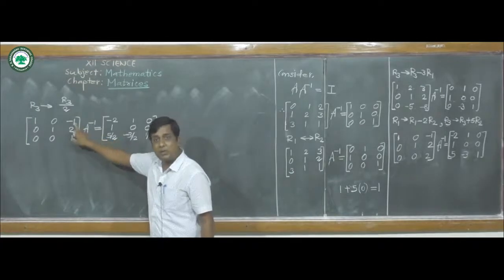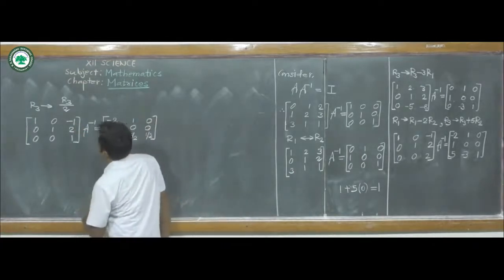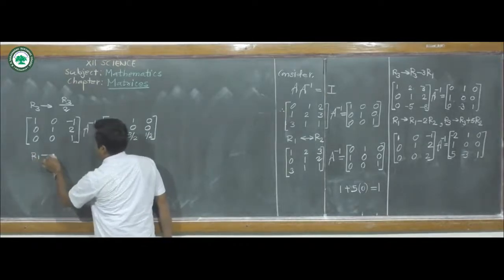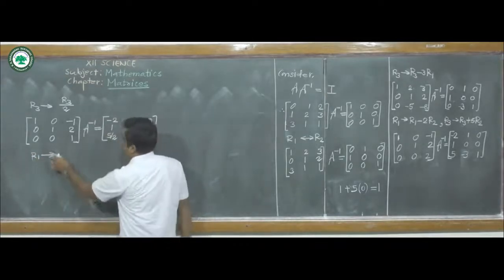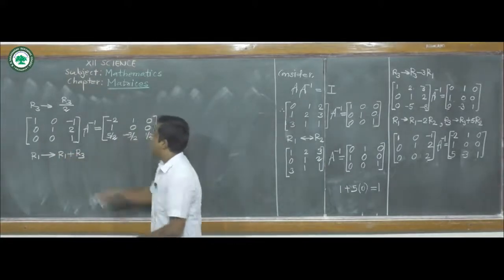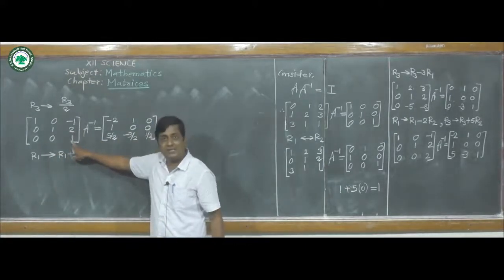We reduce this minus 1 to 0. So here, to reduce this, we add. Here, the change is in row first, and the change is row first plus row 3, since here minus 1 plus 1 is 0.